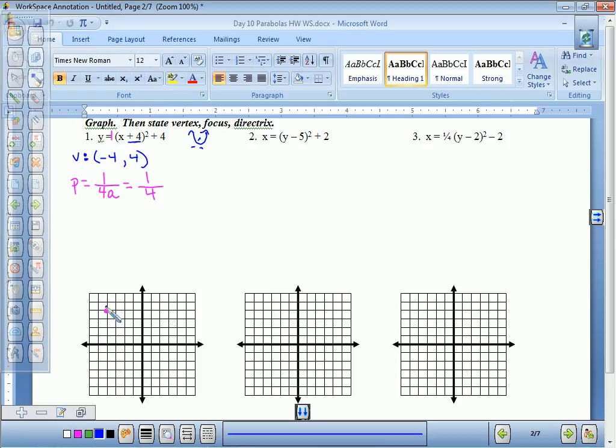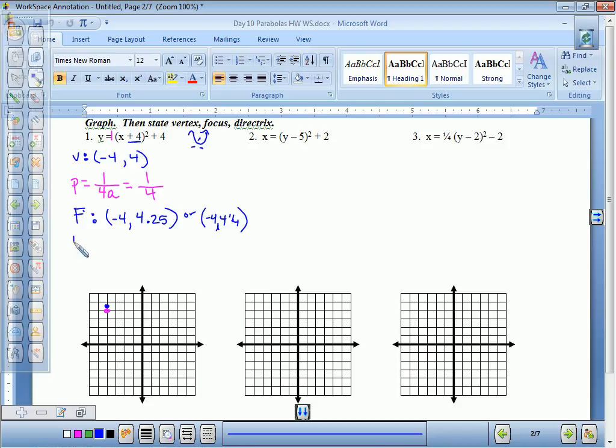Okay, so we already decided that this opens up. So the focus would be up 1/4 because it's always inside. Well, up 1/4 would put the focus at the point -4, 4.25. There's the focus. If you kept it in a fraction, that is totally fine. If you wrote -4, 4 1/4, -4, 17/4, anything that's equivalent, I'm totally happy with it.